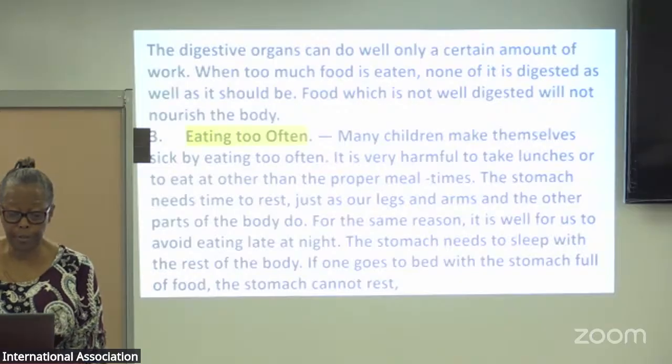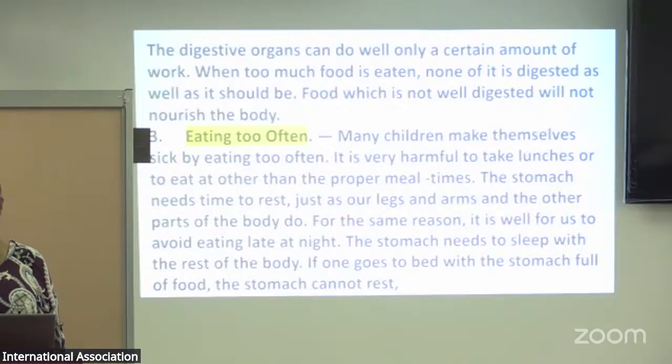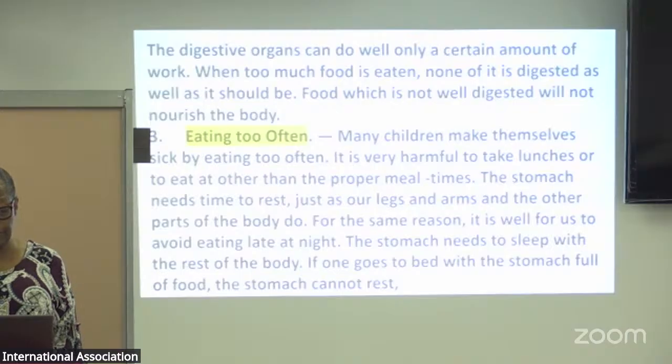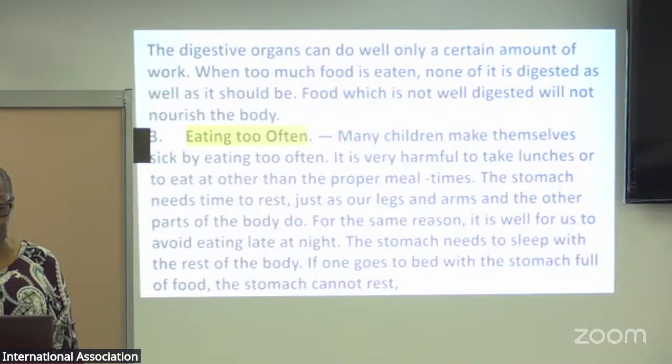Eating too often. Many children make themselves sick by eating too often. It is very harmful to take lunches or to eat at other times than proper meal times. The stomach needs time to rest, just as our legs and our arms and other parts of our body do.